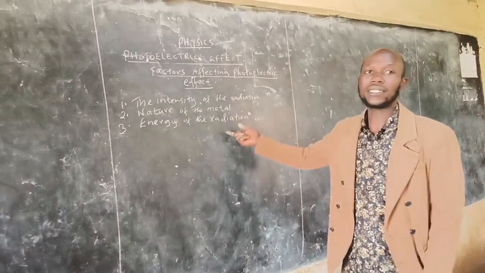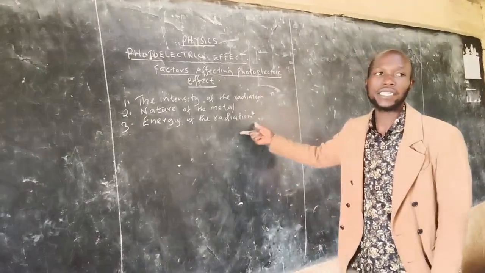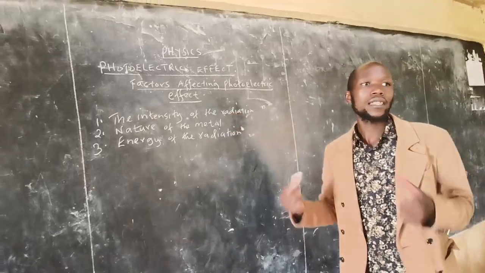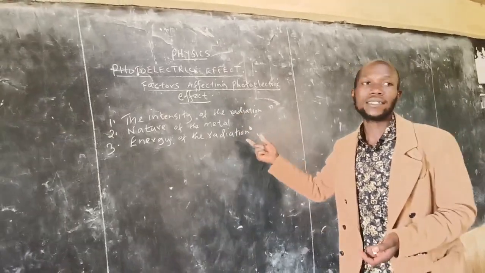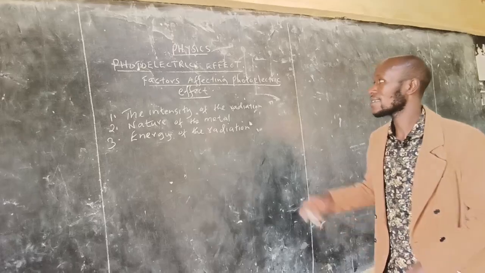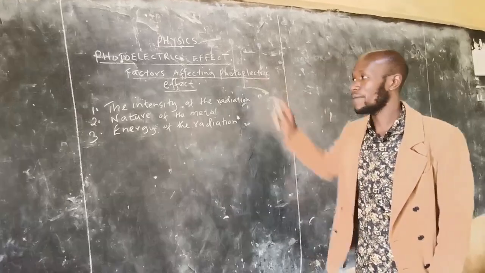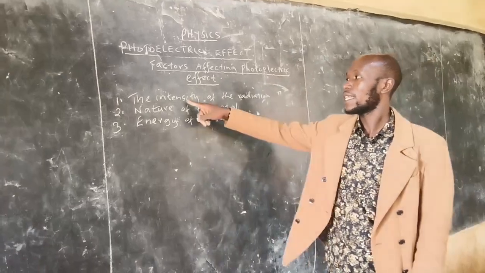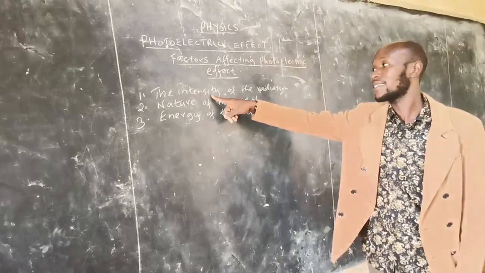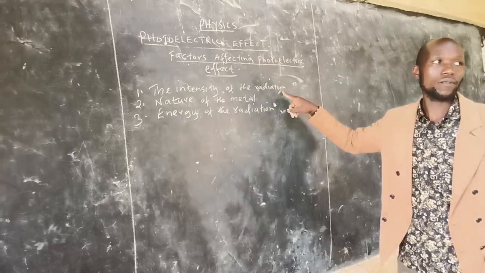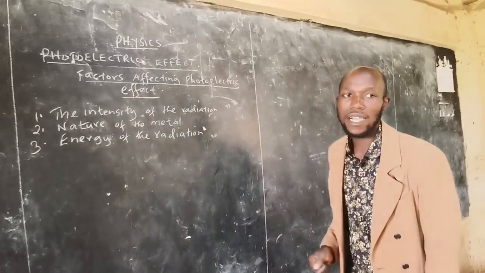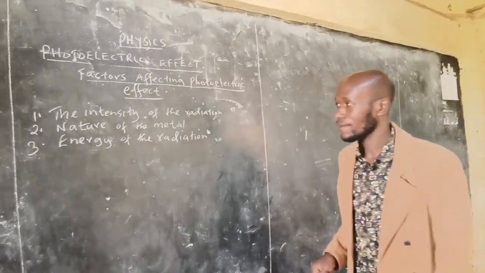Now, you need to understand how each of these factors affects the photoelectric effect. The speed at which the photoelectrons are emitted. Photoelectrons are the electrons which are emitted as a result of radiation on the metals. Now, the number of photoelectrons emitted is directly proportional to the intensity of the radiation. Meaning what? If we have a more intense radiation, then we'll have more photoelectrons emitted.